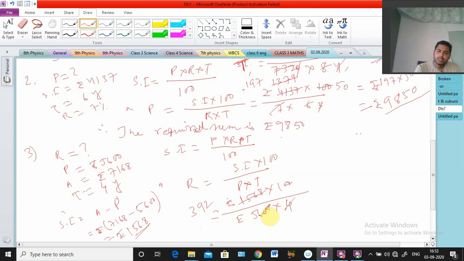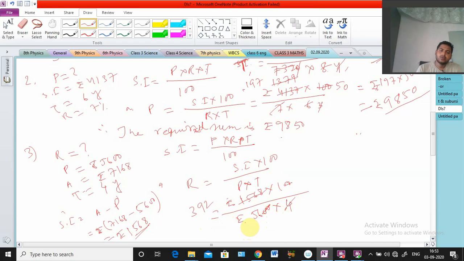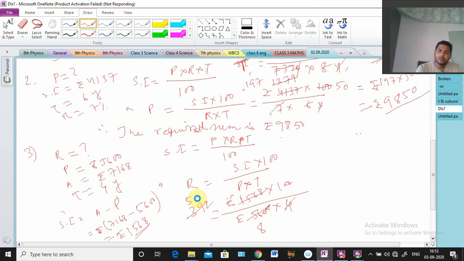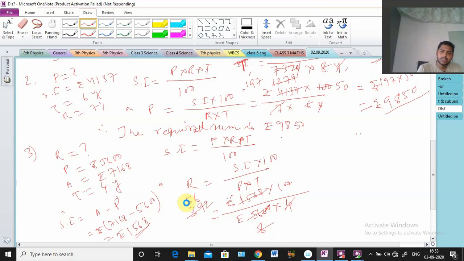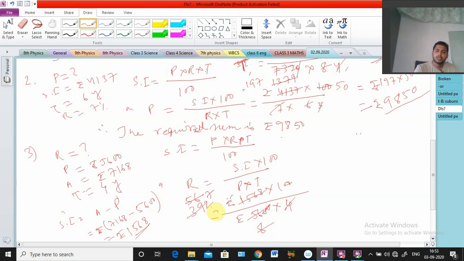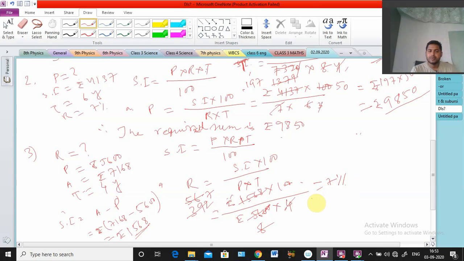So here 0 is already cancelled, so 56. We are getting 392. This one is divisible by 8 possible, otherwise 7. Take 7: 7 8 is 56, and 7 5 is 35, 35, remainder 4, 7 6 is 42. And 8 7 is 56, directly we cancel. So that means 7%. That is the rate of interest.